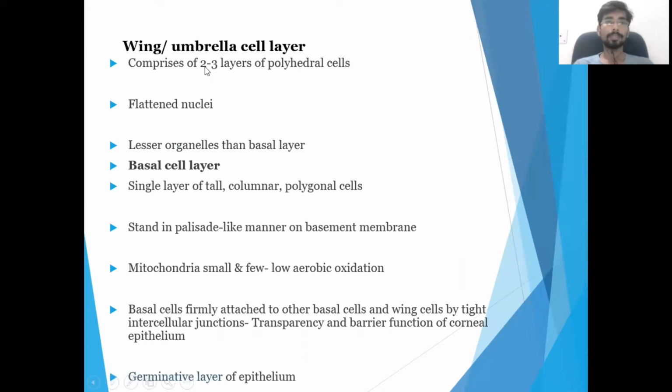Umbrella-shaped cells are 2 to 3 layers with a flattened nucleus and fewer organelles than the basal cell layer. The basal cell layer is a single layer of tall columnar polygonal cells standing in a palisade-like manner on the basement membrane. Mitochondria are small and few, so low aerobic oxidation occurs in these cells. Basal cells are firmly attached to the other basal cells and wing cells by tight intercellular junctions. Transparency and barrier function of the corneal epithelium are performed by these intercellular junctions, and the germinative layer of the epithelium is the basal cell layer.